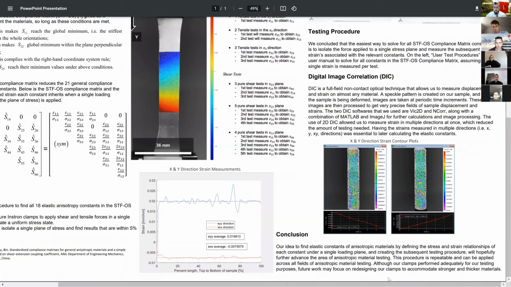And in conclusion to our project, our idea to find elastic constants of anisotropic materials by defining the stress and strain relationships of each constant under a single loading plane and creating the subsequent testing procedures will hopefully further advance the area of anisotropic material testing. This procedure is repeatable and can be applied across all fields of anisotropic material testing. Although our clamps performed adequately for our testing purposes, future work may focus on redesigning our clamps to accommodate stronger and thicker materials.